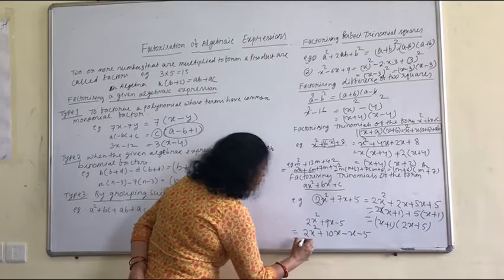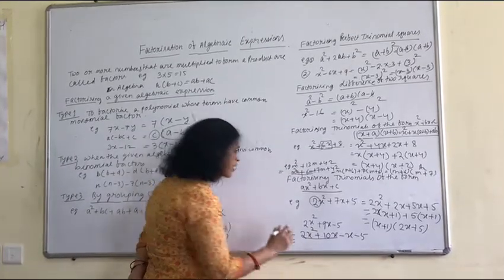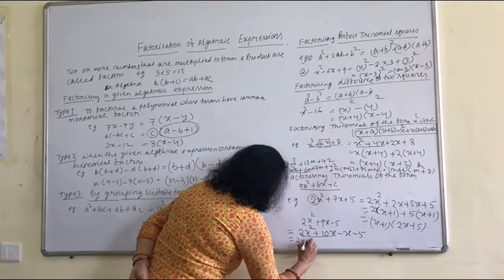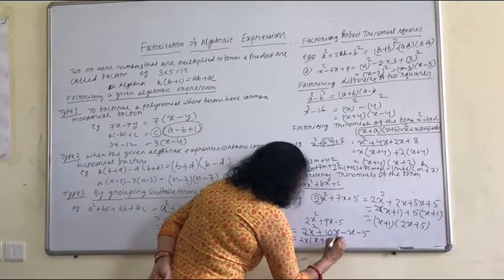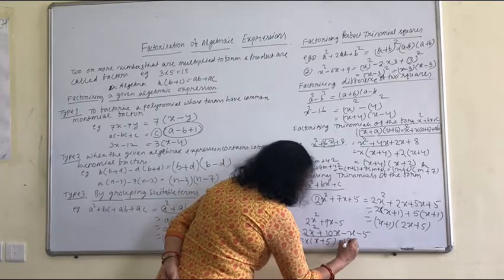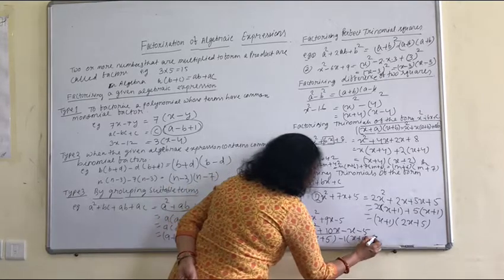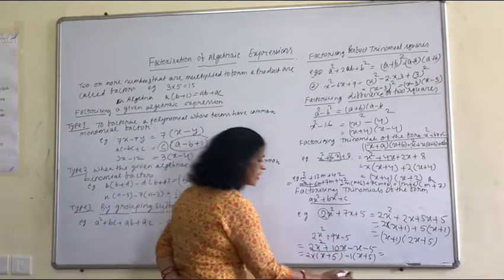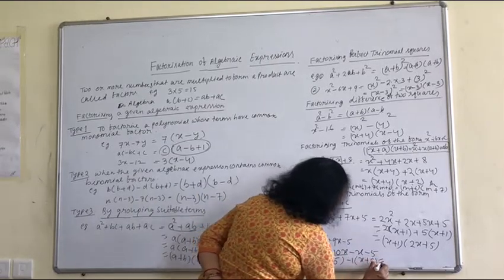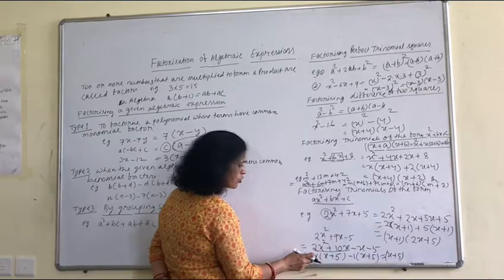Then from 2x square plus 10x, you take common 2x, so x plus 5. And minus 1 into x plus 5. Then x plus 5 is present in both the terms, so you take x plus 5 common, and what is left is 2x minus 1.